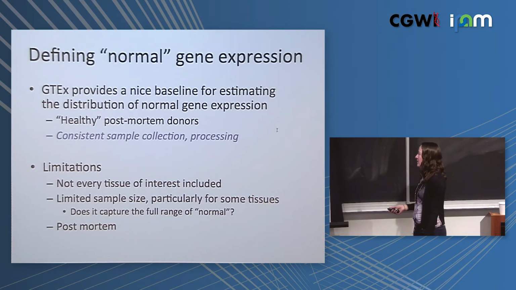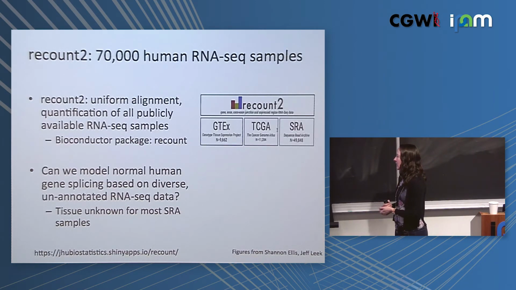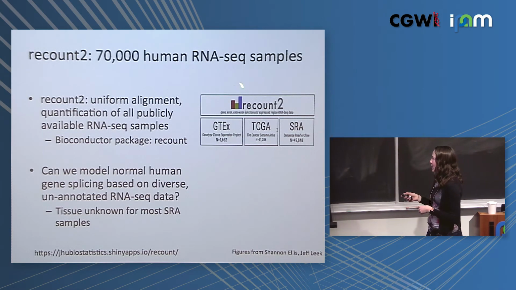And we don't know. So what we turned to is some of our colleagues at Johns Hopkins in Jeff Leek's lab, who have this resource called recount2, where they've taken all the publicly available RNA sequencing samples, including GTEx, TCGA, and everything on SRA.